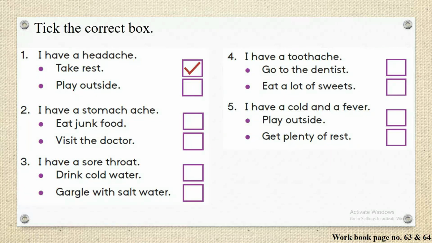Okay? I think from today's lesson, you learned a lot of new words. Now, you can use them with your lessons.